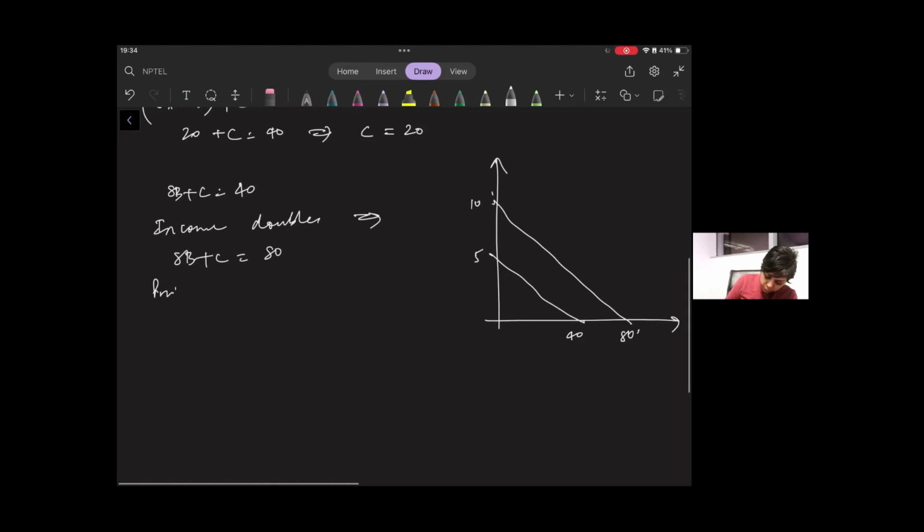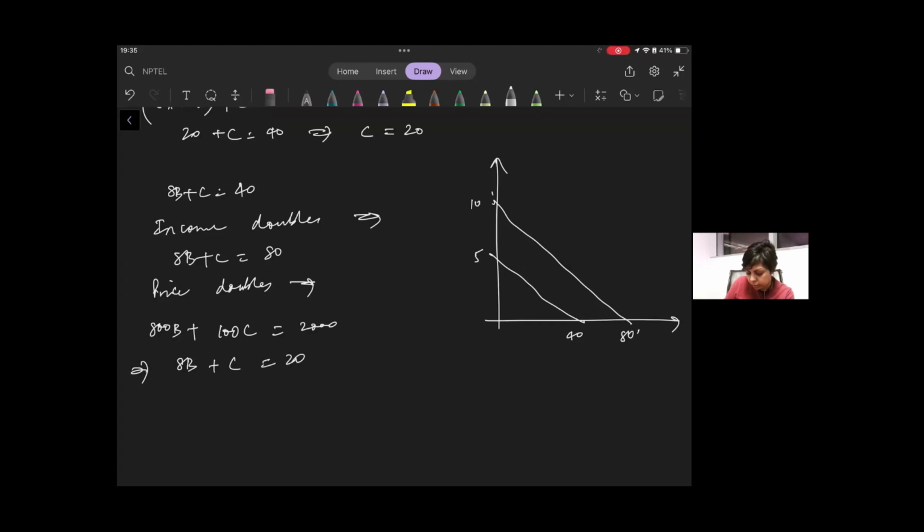If price doubles of both items, now I'm talking about both items, then what do you have? Instead of 400B, you have 800B plus 100C is equal to 2,000. Income is not doubling, income is the same. Then you divide the whole thing by 100 and you get this, which means the curve is shifting inwards, right? I'm talking about the case where both the goods have prices increasing.